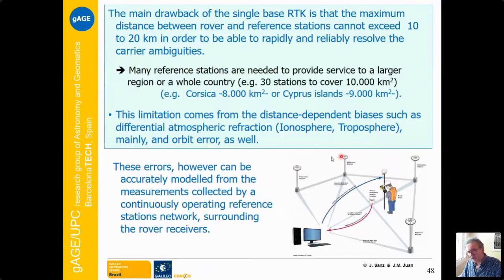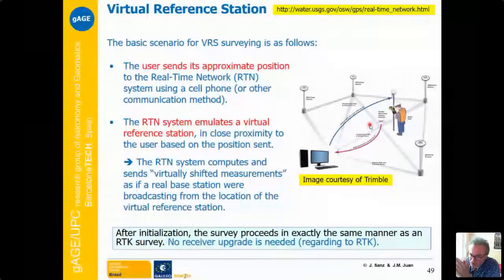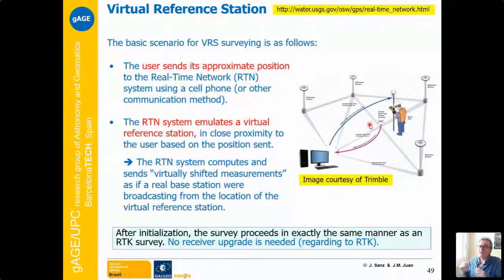What does it mean? Using a network of reference stations, we can estimate an atmospheric propagation model, and using this atmospheric propagation model, we can remove these errors. This leads to the virtual reference station concept, which is one of the implementations of network RTK.